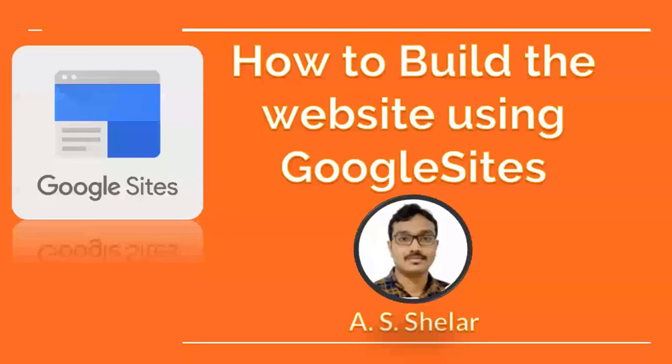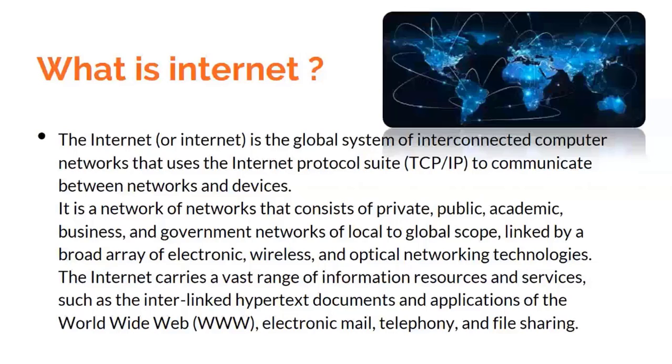Now first, let us look at what the internet is. The internet is a global system of interconnected computer networks that uses the internet protocol suite, like TCP/IP, to communicate between networks and network devices, that is switches and routers. It is a network of networks that may consist of private, public, academic, business or government networks.